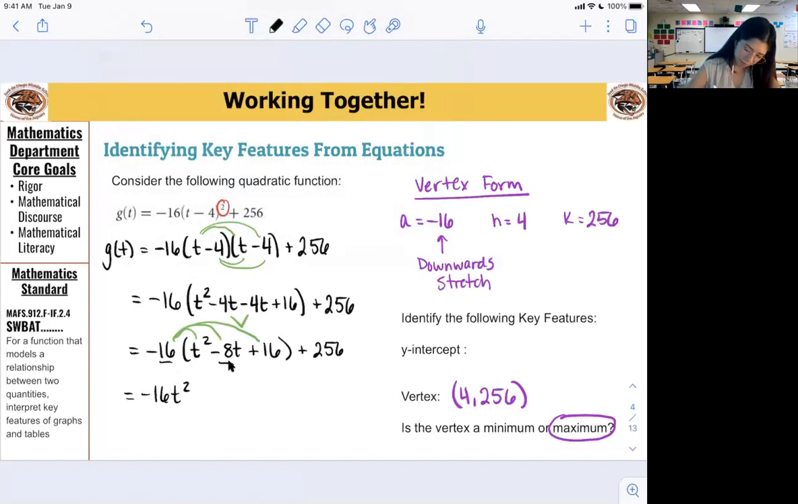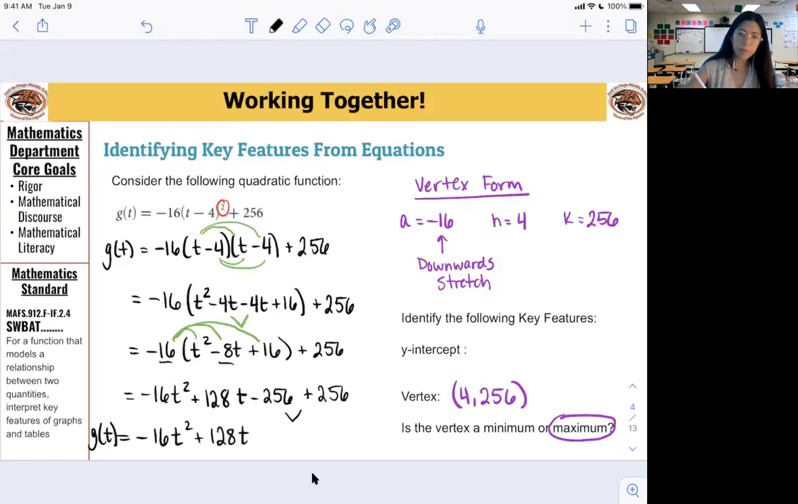Good, 128. And then -16 times +16 is -256. Well, now I got plus 256, so what happens? Combine like terms again. What do I end up with? They cancel out to 0.